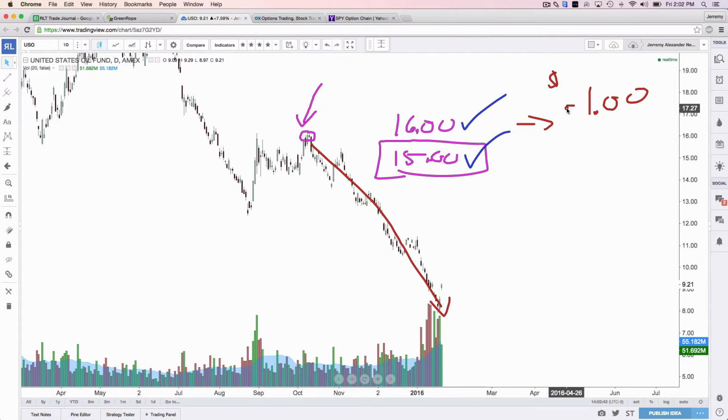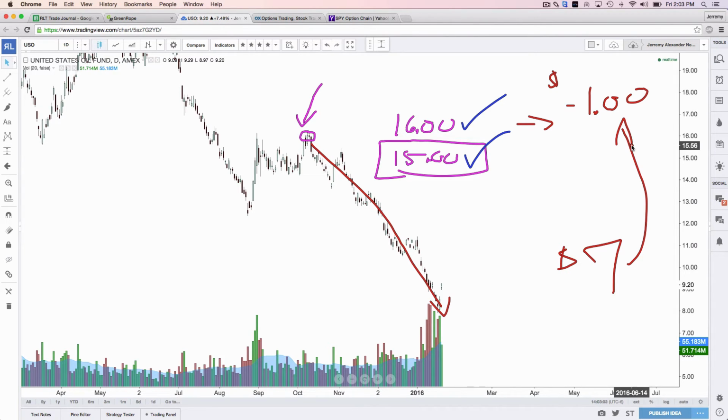So in this situation, USO, buy the stock at 16, buy a put option at 15, and instead of losing $7 per share, you only lost $1 per share. That's called loss mitigation, and that's smart.